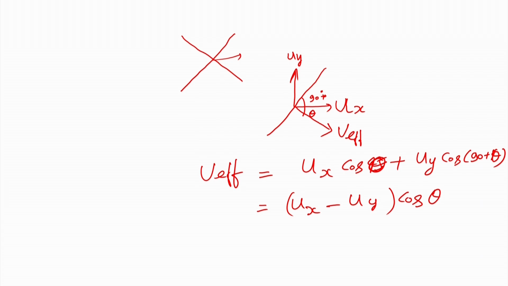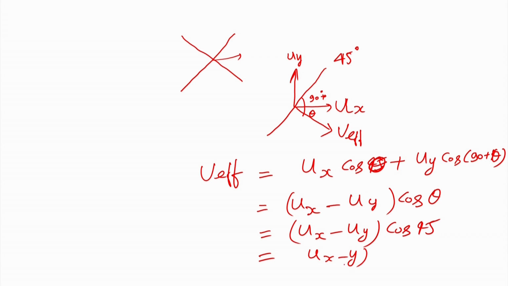Most of the time this angle is kept 45 degree, not centigrade, 45 degree. So, what will happen? The cos theta will be cos 45. So, you can say u x minus u y cos 45, and cos 45 value is 1 upon under root 2. So, you can say u x minus u y 1 upon under root 2. For the probe which is placed in this direction, the fluid is coming from this side.